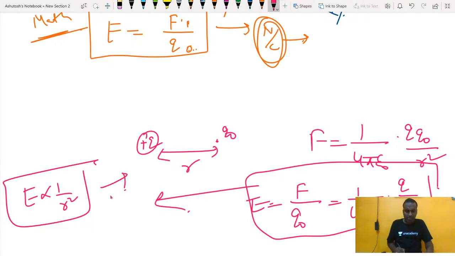Students, we will discuss some numerical sums, then we will continue with the dipole in the field. This is the electric field due to the point charge, of course.